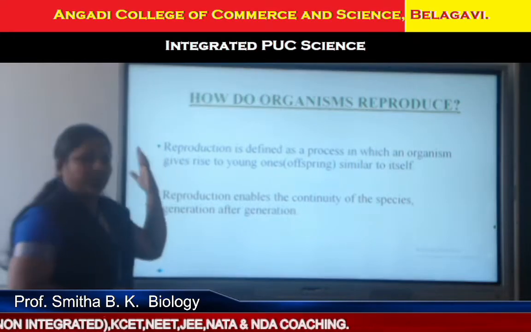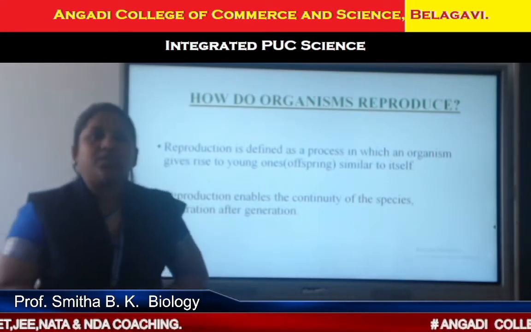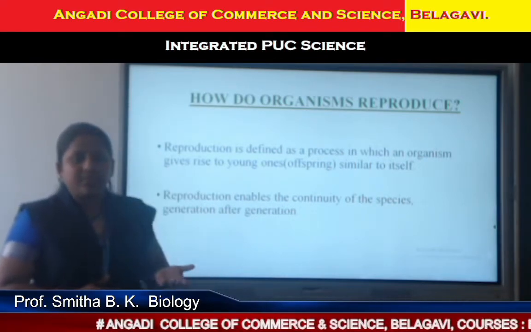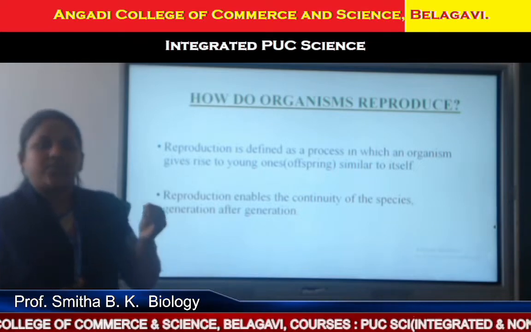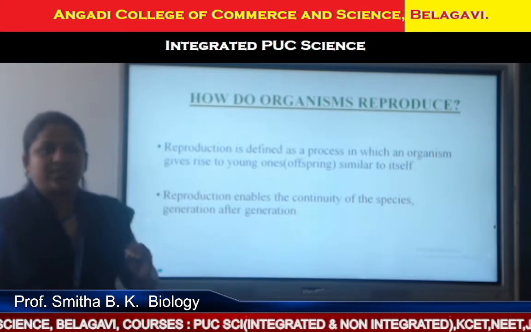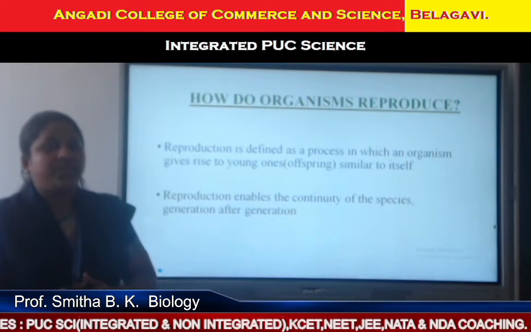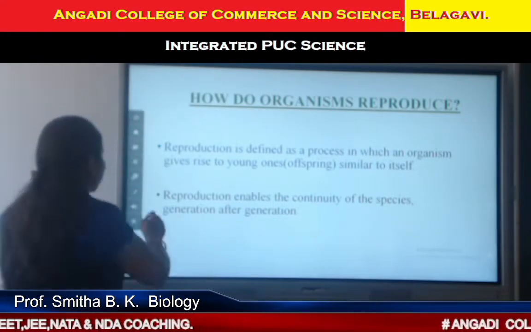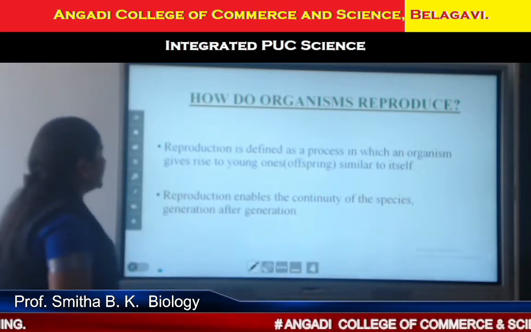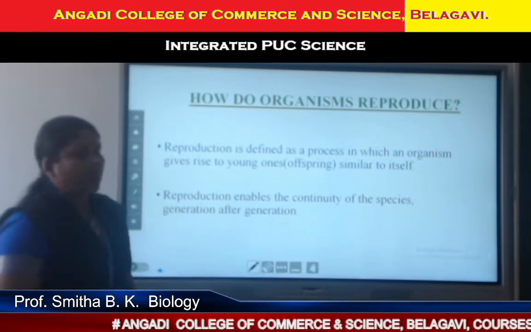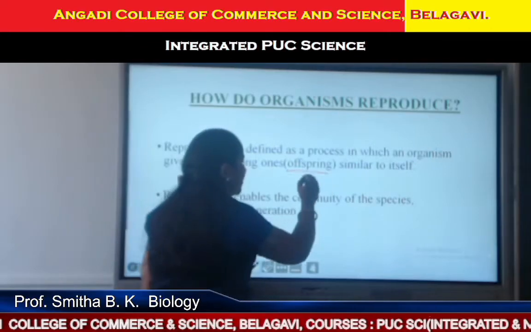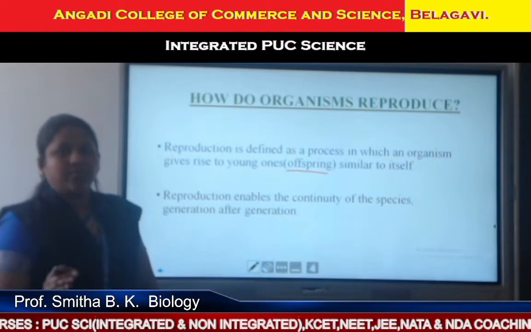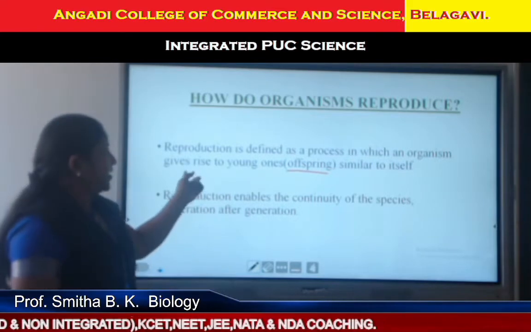So, how do organisms reproduce? You must have studied this in your 10th standard. Here we are going to study what is the exact process of reproduction and why it is important. The answer is of course in order to continue the species, or to sustain life, we need to reproduce. So the definition goes: reproduction is defined as a process in which an organism gives rise to young ones or offspring similar to itself. The term offspring is used for young ones, the ones which are produced from their parents.